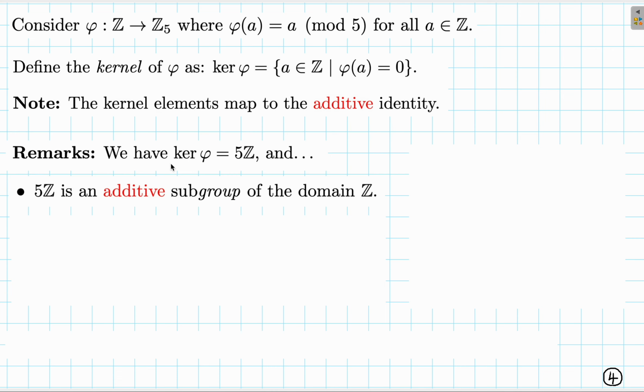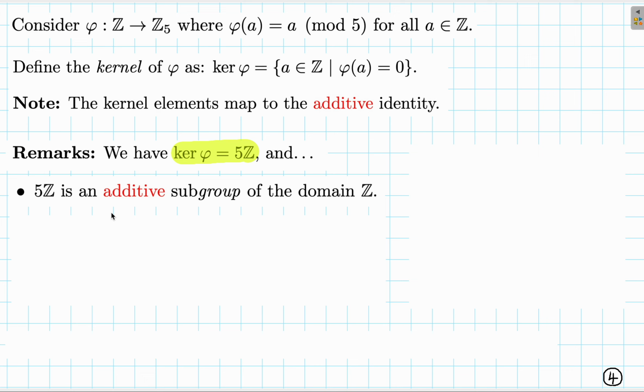For our homomorphism phi, its kernel is 5Z, or the set of all multiples of 5. These are precisely the integers that reduce to 0 mod 5. Moreover, 5Z is an additive subgroup of the domain Z. In other words, 5Z is closed under addition, contains the additive identity 0, and contains additive inverses of its elements.